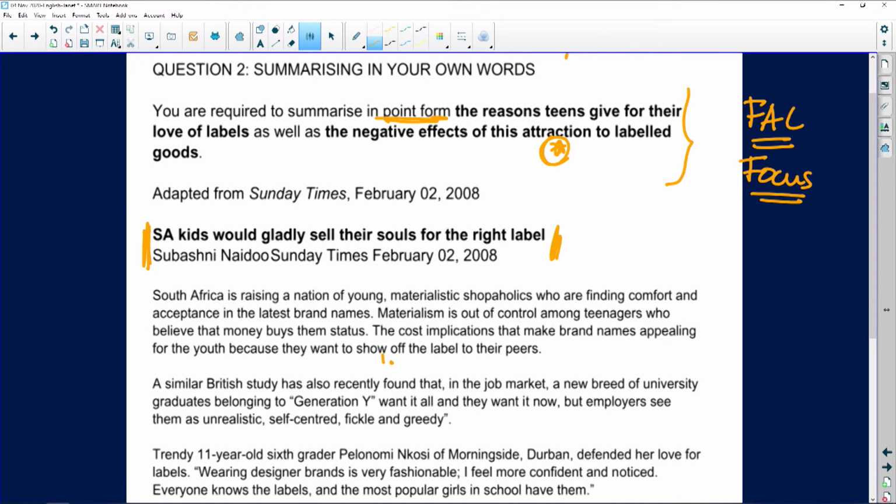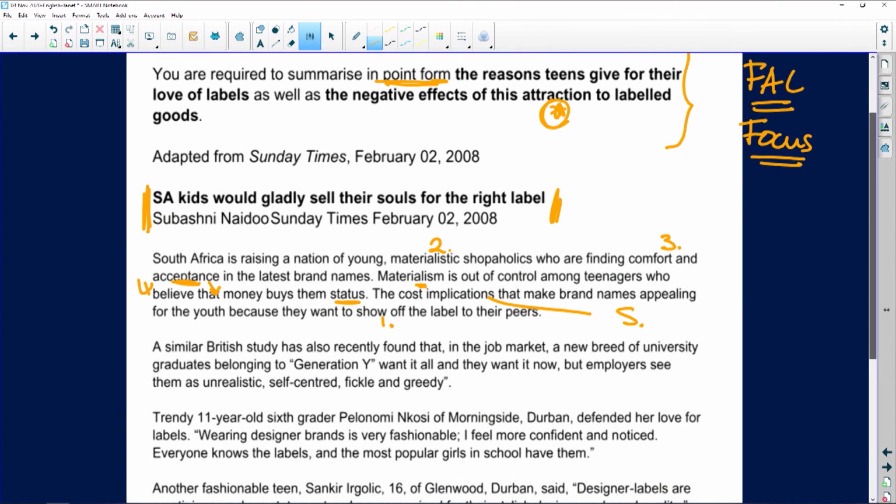Well, I actually can see quite a bit. There's the materialism. It's the fact that they find comfort and acceptance in having the brand names. That's a repetition of 2. Acceptance, maybe 3. Acceptance and status are 4. And then we've got 5. I've got 5 points, and I haven't finished reading the first paragraph.